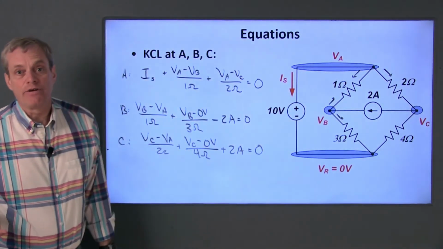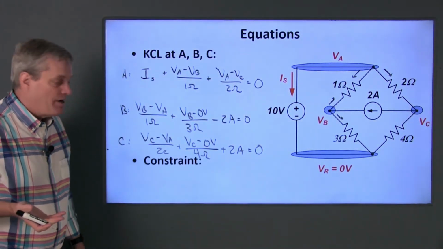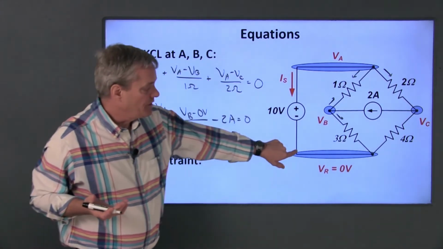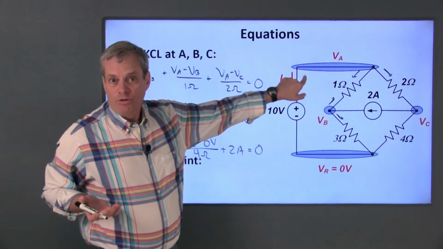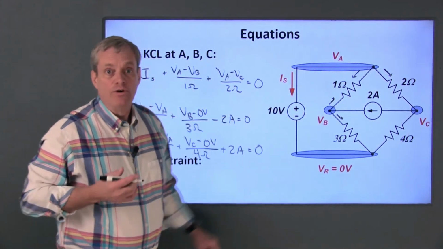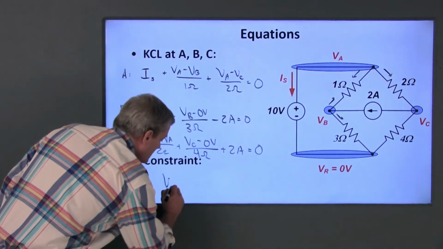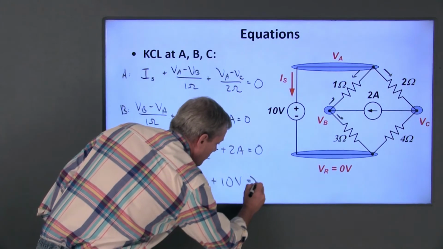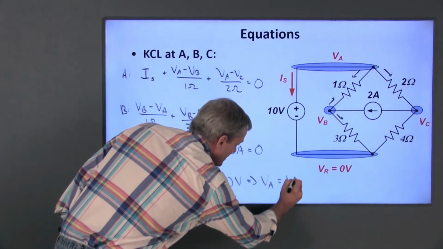I need another equation. The additional equation is called a constraint equation, and it enforces the known voltage difference induced by the voltage source. VA is 10 volts higher than the reference node, so the constraint equation is VA is equal to 0 volts plus 10 volts, or VA equals 10 volts.